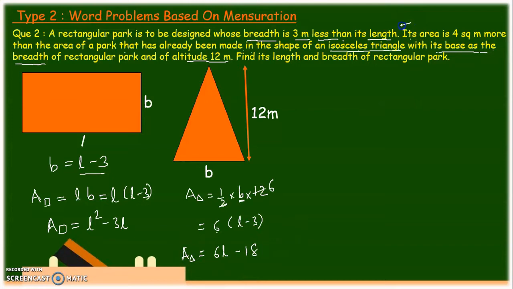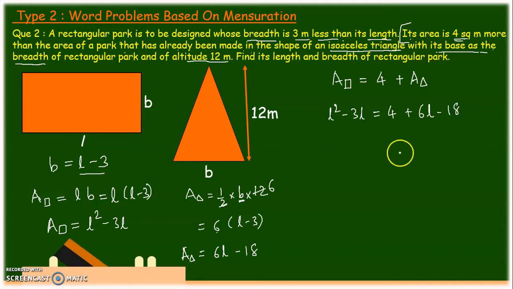Now see, it is given the area of the rectangle is 4 square meter more than the area of the isosceles triangle. Area of the rectangle is 4 square meter more than the area of the triangle. So area of rectangle, that is L square minus 3L, equal to 4 plus area of the triangle, that is 6L minus 18.